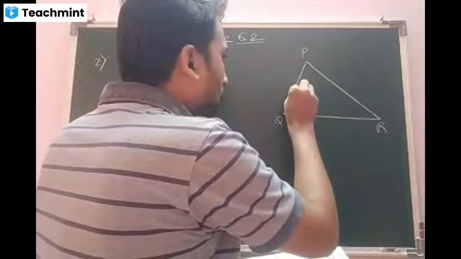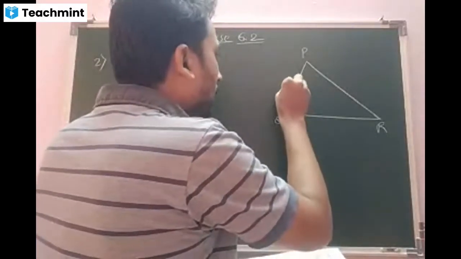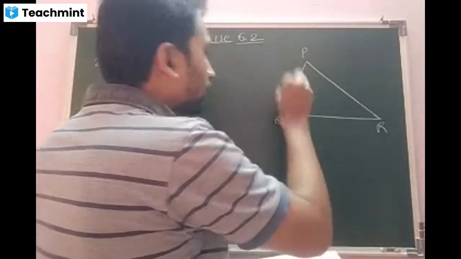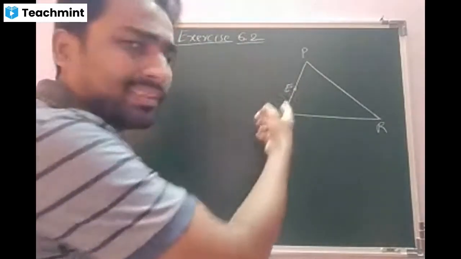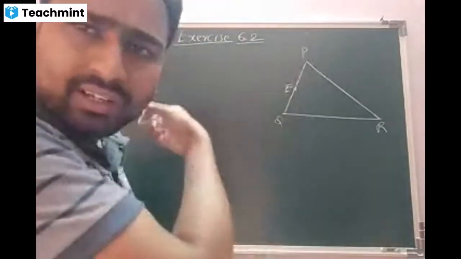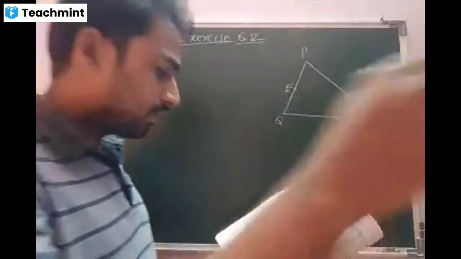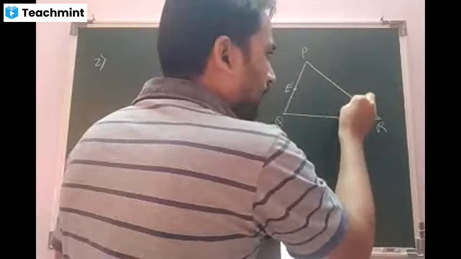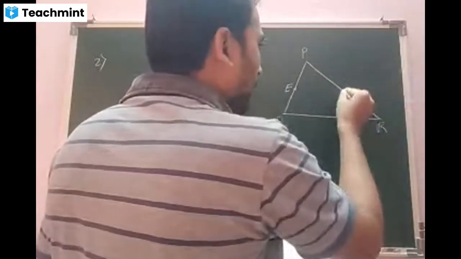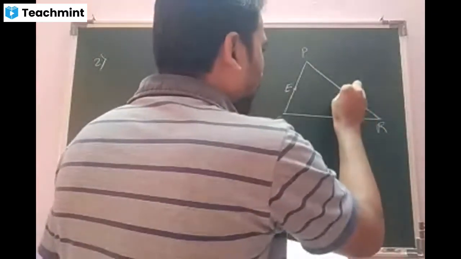Yes, sir. On PQ, you have to take a point E, beta. Getting my point? It may be exactly in the middle, anywhere. You can take anywhere. Then F on the other side, PR. You can take it down, up, center. It is left to you. I'll take somewhere here.